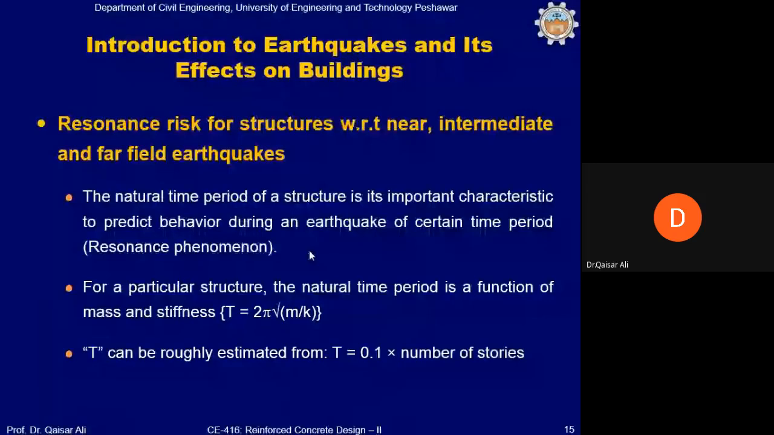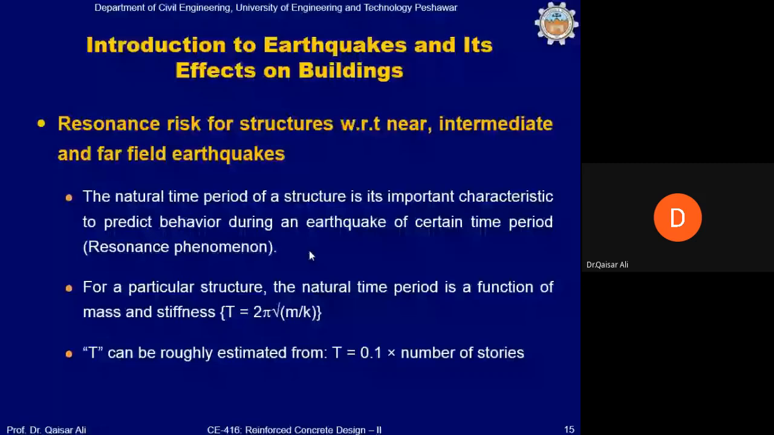For a particular structure, the natural time period is a function of mass and stiffness. You know this very well: the heavier the structure is, the time period will be more, and the less stiff, the time period will be more. They vary with the square root of the mass to stiffness ratio. However, T can be roughly estimated as T equal to 0.1 into the number of stories for most reinforced concrete frame structures. So for example, if the structure is 4 stories high, then the time period will be 0.4 seconds.